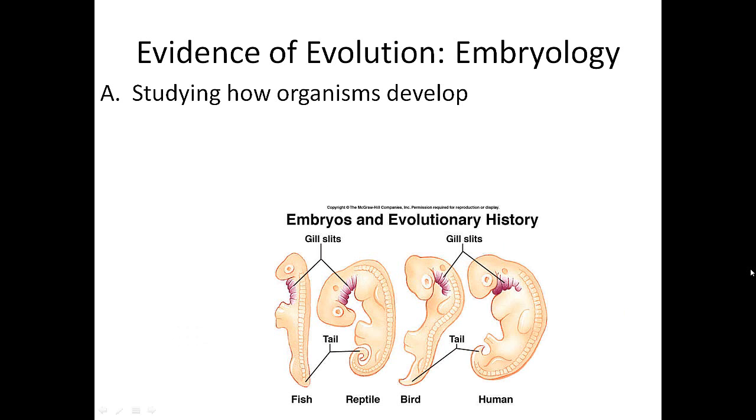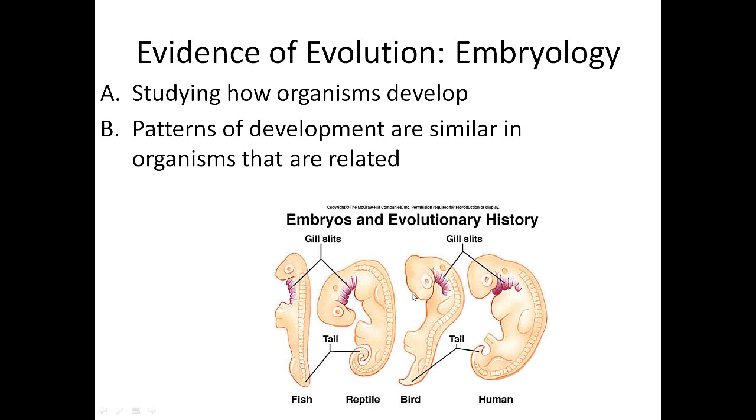Our third source of evidence for evolution is studying how embryos and organisms develop. We can look at the patterns of growth from an embryo into a larger organism, and we find that the way that organisms develop is actually similar in organisms that are related.